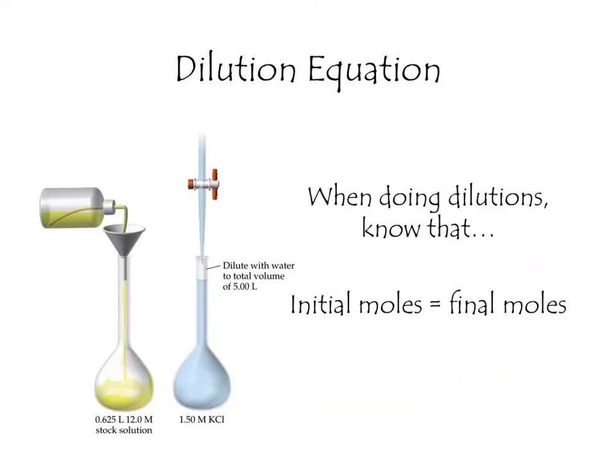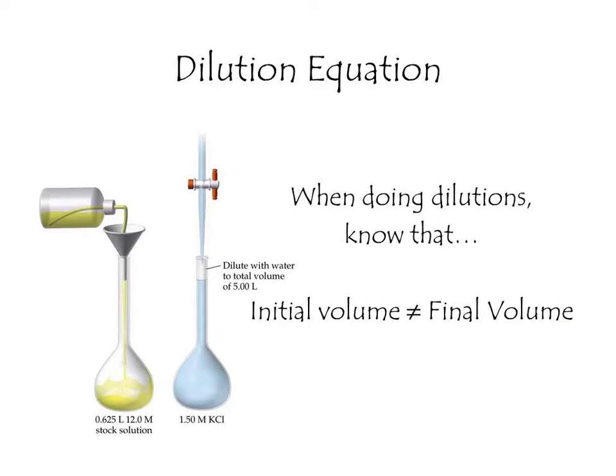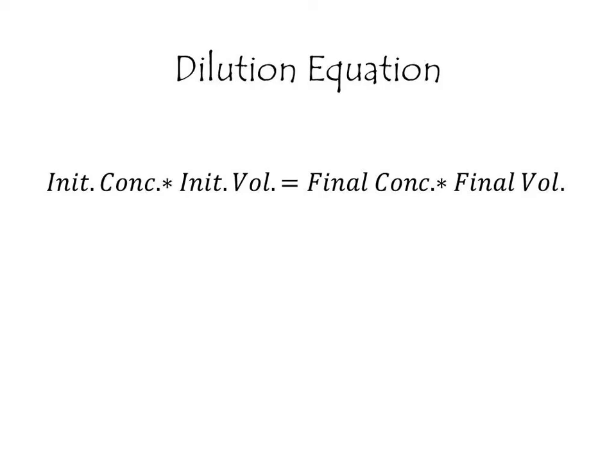Now that you know the 3 pieces of information that you need, here's the whole idea: the initial moles is equal to the final number of moles. And there's a reason for this. You also have to know that your initial volume will never equal your final volume. If that's the case, then your concentrations should stay the same.